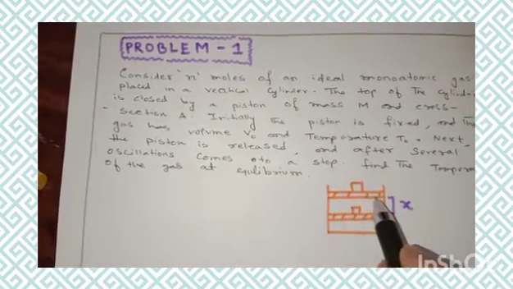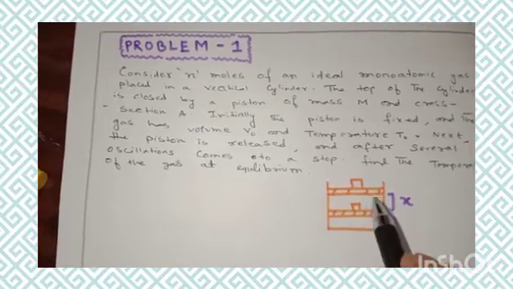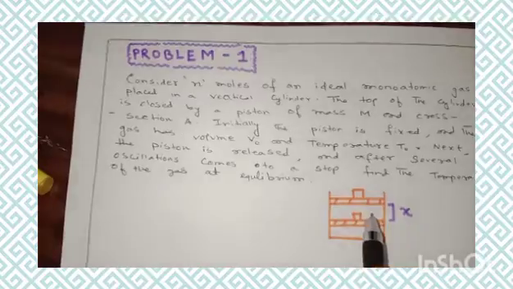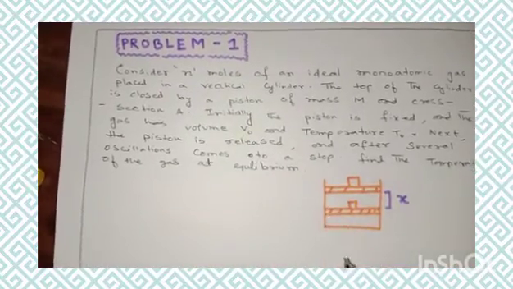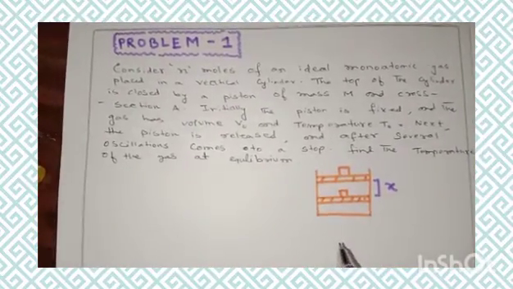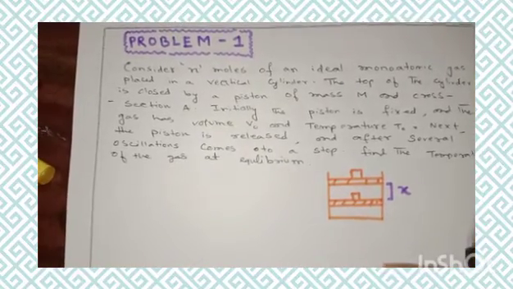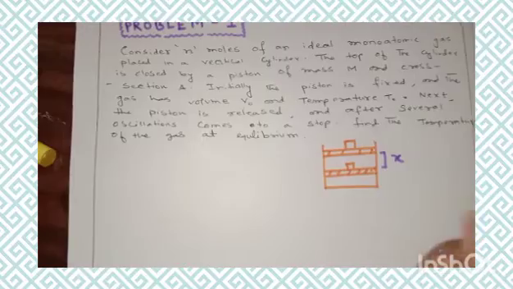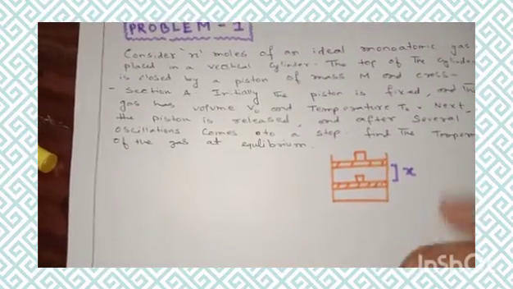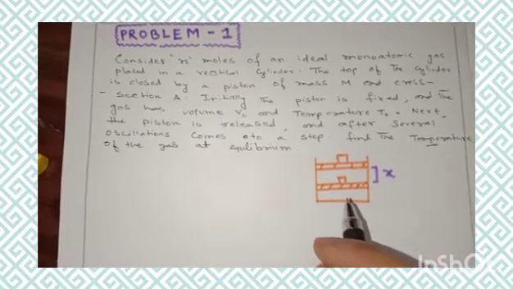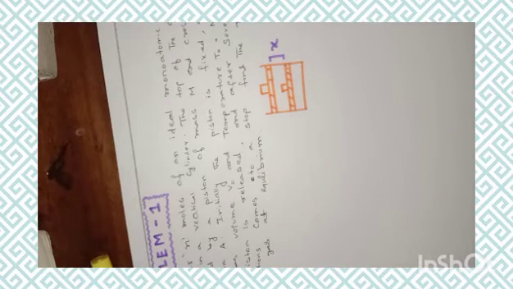Initially this piston is fixed, and the temperature of the gas inside is T0 and volume V0. Okay, and now we have released the piston and it undergoes several oscillations. So we have to calculate what is the final temperature of the gas at equilibrium. So let us now proceed to the solution.